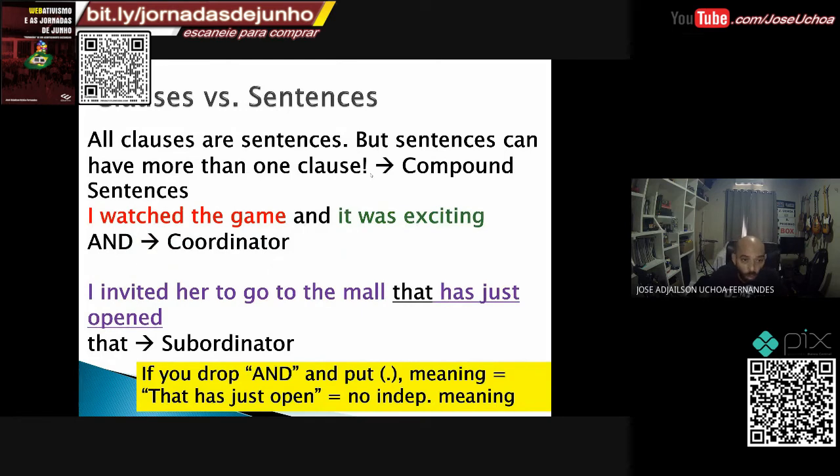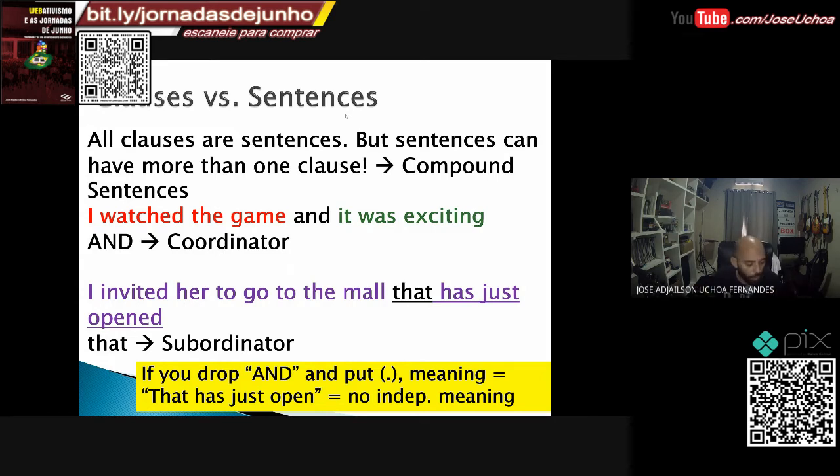As you know, all clauses are sentences, and we call them clausal sentences. Okay, but sentences can have more than one clause. And this is the notion of compound sentences. Take the case of, I watched the game and it was exciting. Where is the coordinator? It's and. Look at them in isolation.